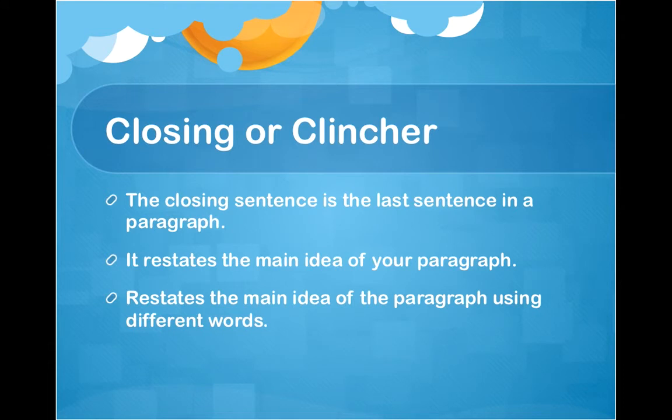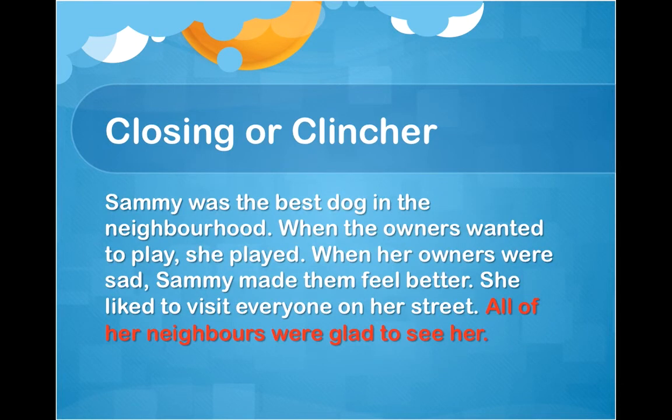And finally, we're going to look at the clincher or closer, or the closing. The closing sentence is the last sentence in the paragraph. It restates the main idea of the paragraph. And it's using different words because we want to have something that's interesting. If we use the exact same sentence, it can be a little bit boring. So in our example sentence, all of her neighbors were glad to see her.